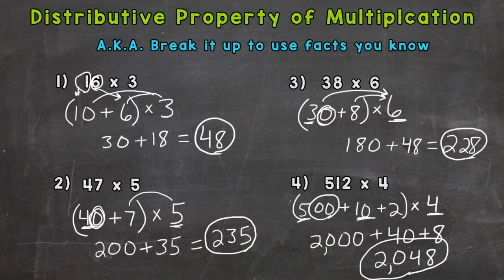So that's the distributive property. We are breaking apart numbers and using facts or smaller problems that we know in order to come up with the product for the overall problem.